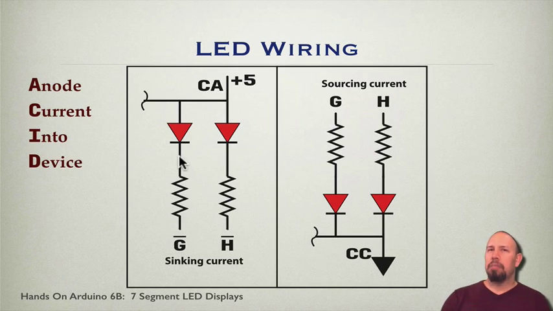Anode and cathode are not commonly used with circuits, but clearly they are with LEDs. So this acronym, ACID, can be used in this situation. Here's our common anode circuit. We connect the anode up to a 5-volt supply. The same 5-volt supply is connected to all the diodes. And so in order to get current flowing, since we have 5 volts on this side, we need a ground on this side in order to get the light to light.